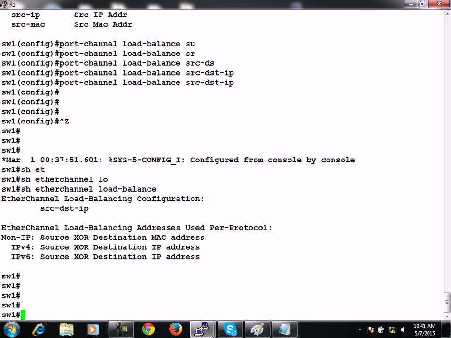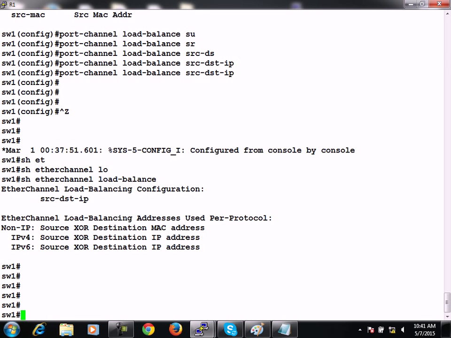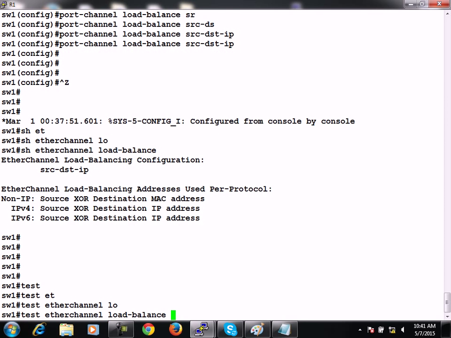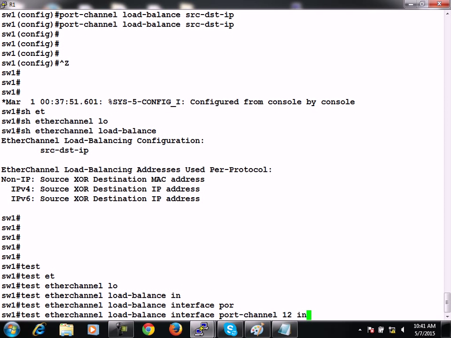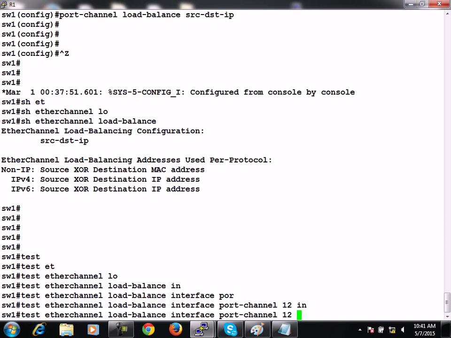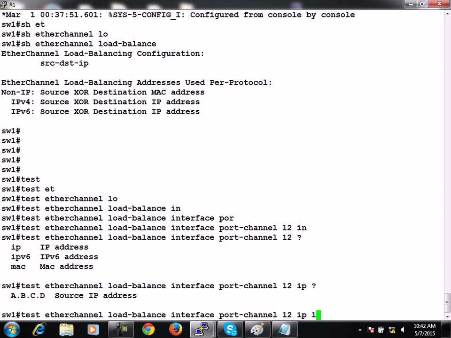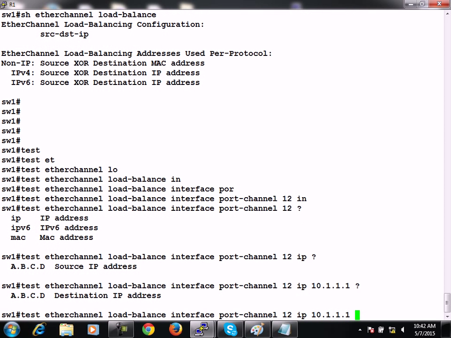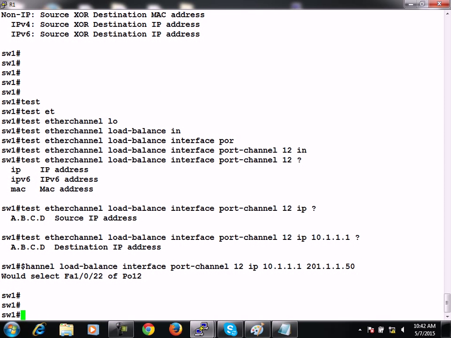So this time on switch one, you can try to identify, if you have one source IP address and destination IP address, which port would be selected as an exit interface. Fine. So to identify that, what can you do? Test etherchannel load-balance interface port-channel 12, and then IP and then source IP address. Let's say source IP address is 10.1.1.1 and destination IP is like 20.1.1.50. You understand? So if it is something like that, then it will go via, tell me, 22.